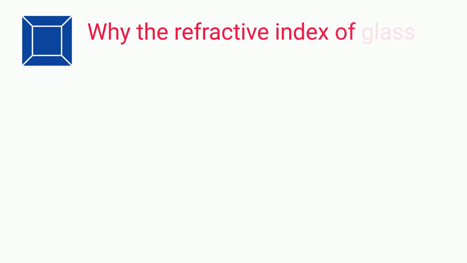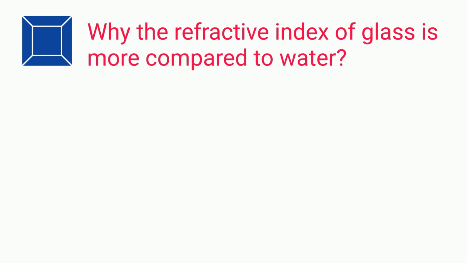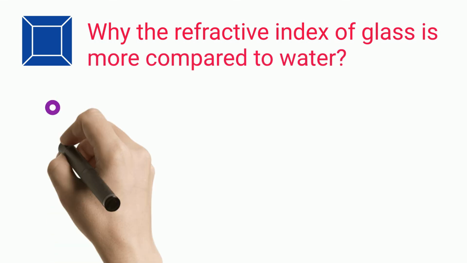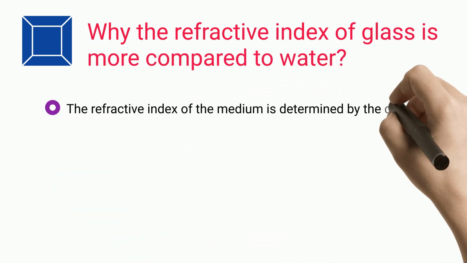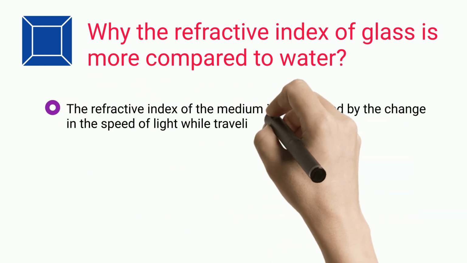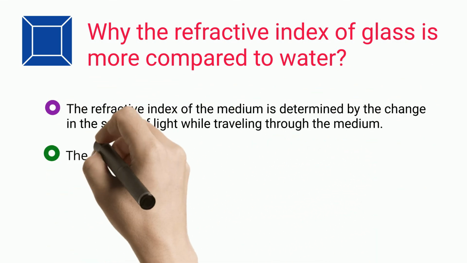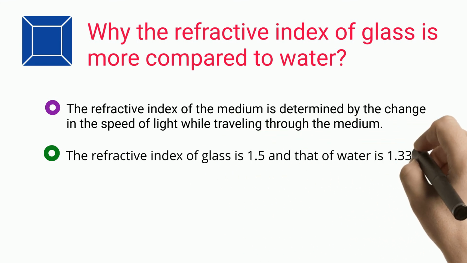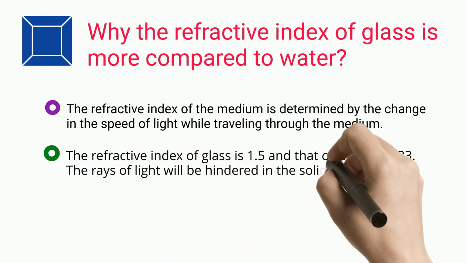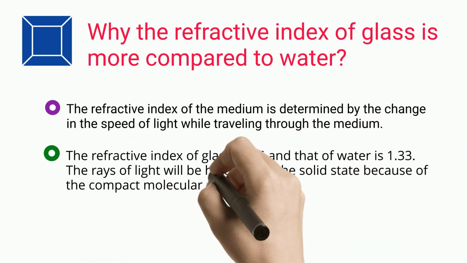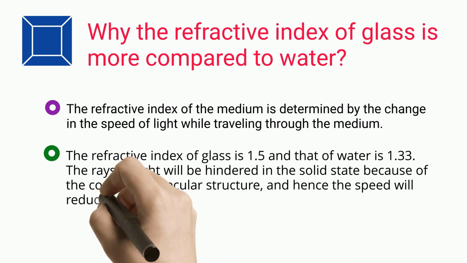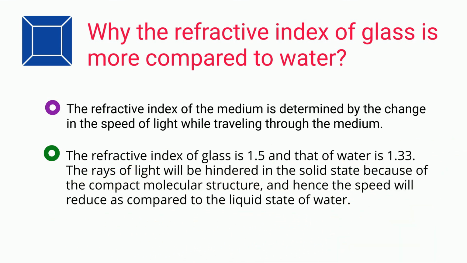Why is the refractive index of glass more compared to water? The refractive index of the medium is determined by the change in the speed of light while traveling through the medium. The refractive index of glass is 1.5, and that of water is 1.33. The rays of light will be hindered in the solid state because of the compact molecular structure, and hence the speed will reduce as compared to the liquid state of water.